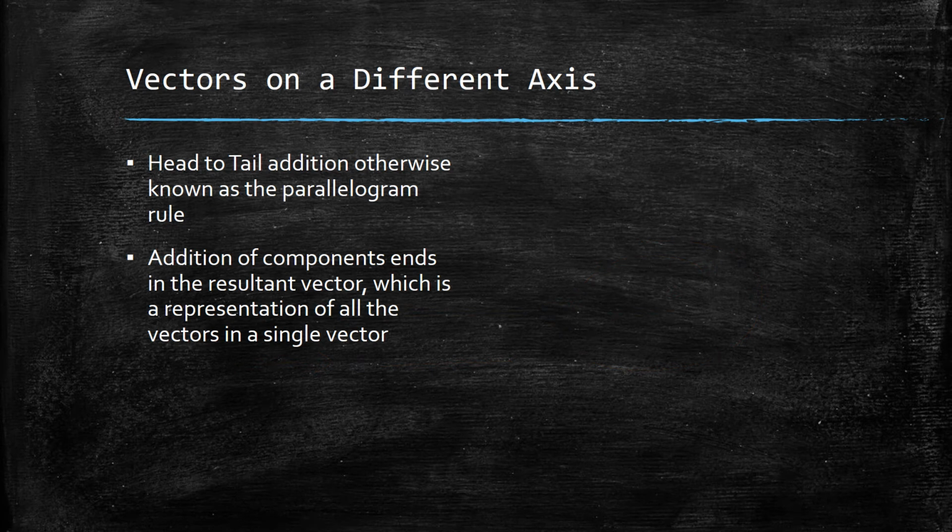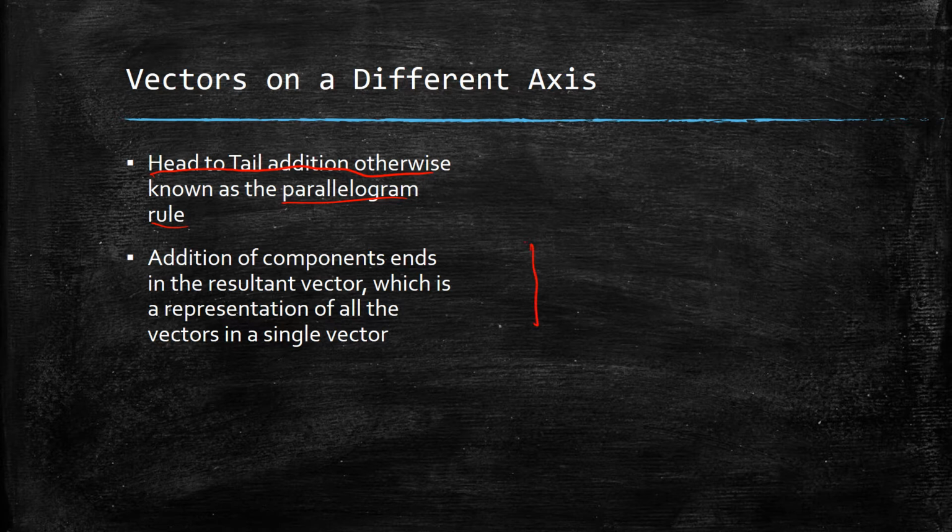So how can we deal with vectors on different axes? Well, that's where we end up with this thing called head-to-tail addition, otherwise known as the parallelogram rule. How we add components, the components being the individual vectors, to get the resultant, which is the sum of those, is we will go through a process like this.